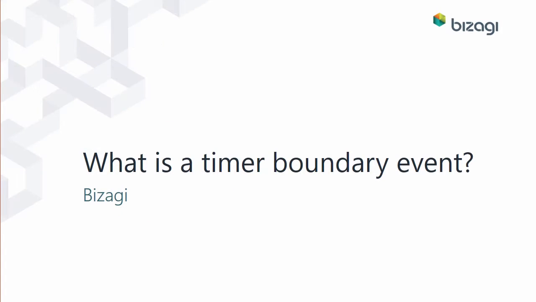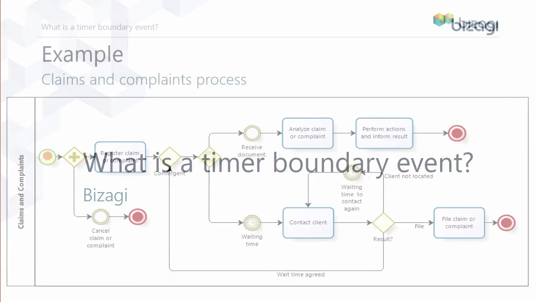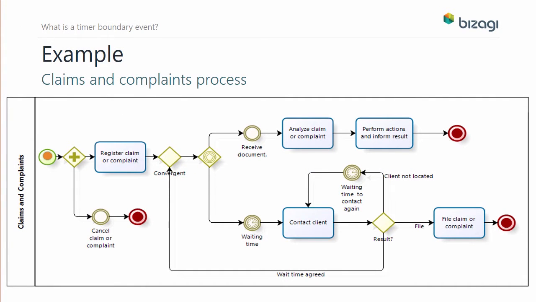In this video we are going to demonstrate a timer boundary event. Consider a claims and complaints process. One of the most important parts is to perform the actions and inform the results. This activity is executed when the claim is successful. In the claims and complaints process, having analyzed the claim, a period of time is defined to perform the necessary actions and inform the client.